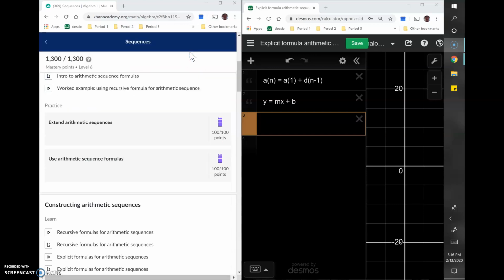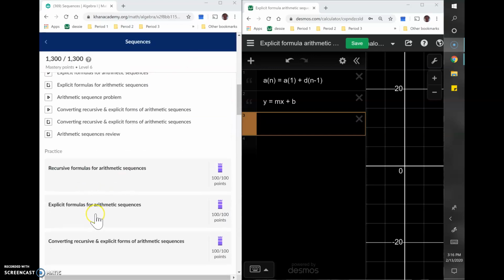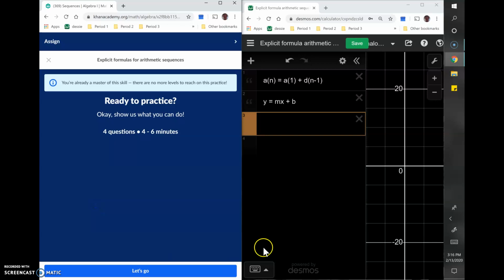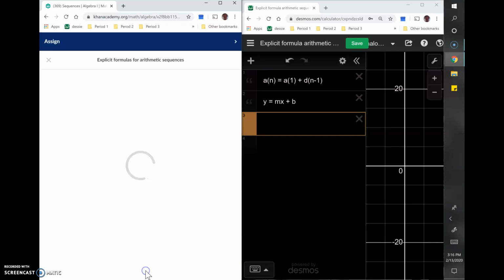Today's video is going to cover explicit formulas for arithmetic sequences. In our previous video, we touched on recursive formulas. Today we're going to talk about explicit formulas, okay? Pulling up this first problem.